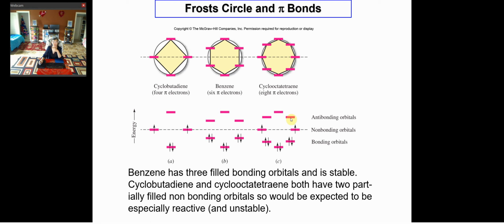Your third example is cyclooctatetraene. You have 8 carbons, 1, 2, 3, 4, 5, 6, 7, 8. You form 4 double bonds, so in total you have 8 pi electrons. This follows the 4n rule, while benzene follows the 4n plus 2 rule, where n is 1, so 4 times 1 plus 2, which is 6. Cyclooctatetraene has 8 pi electrons in total.